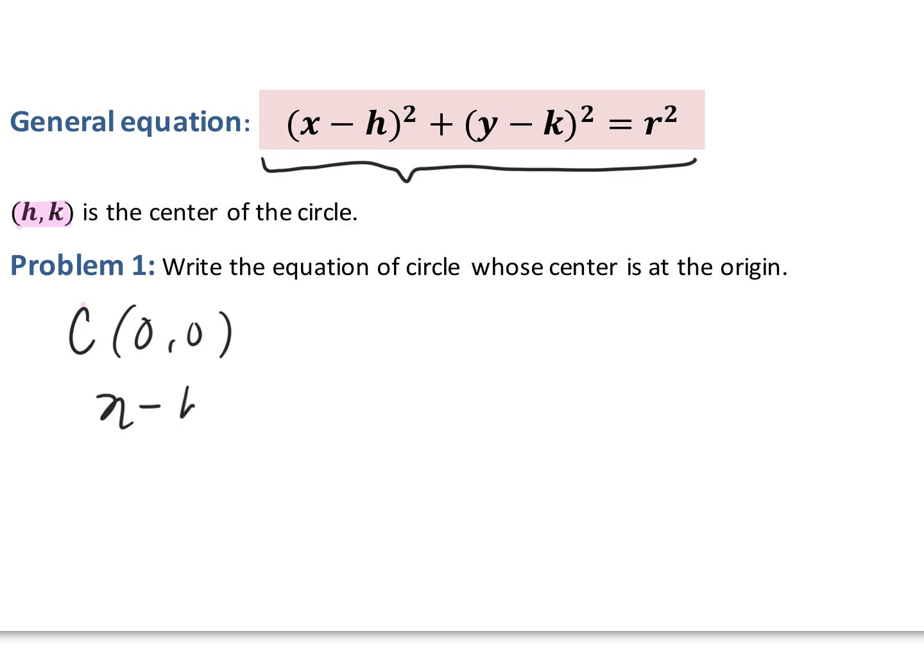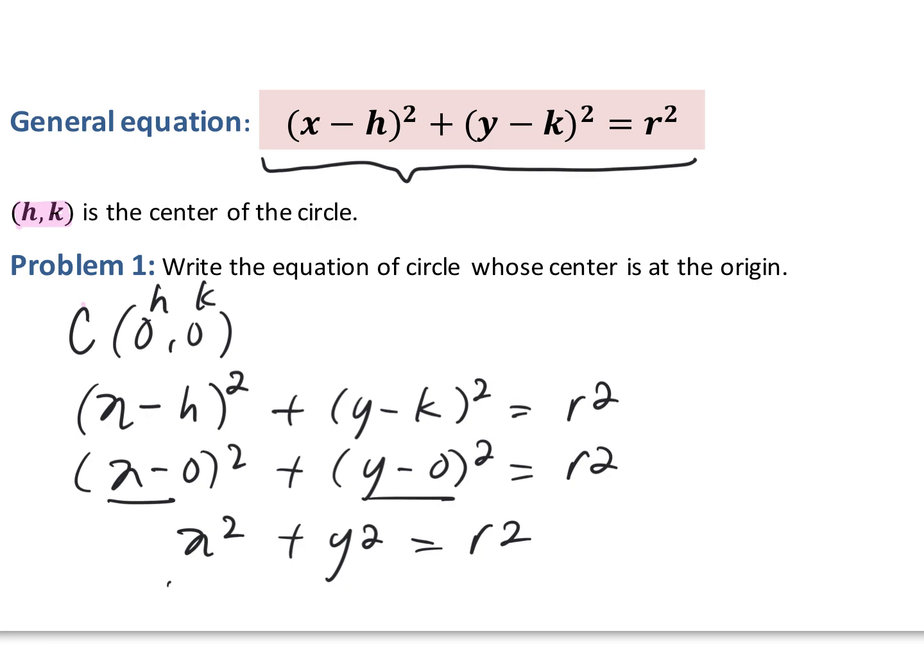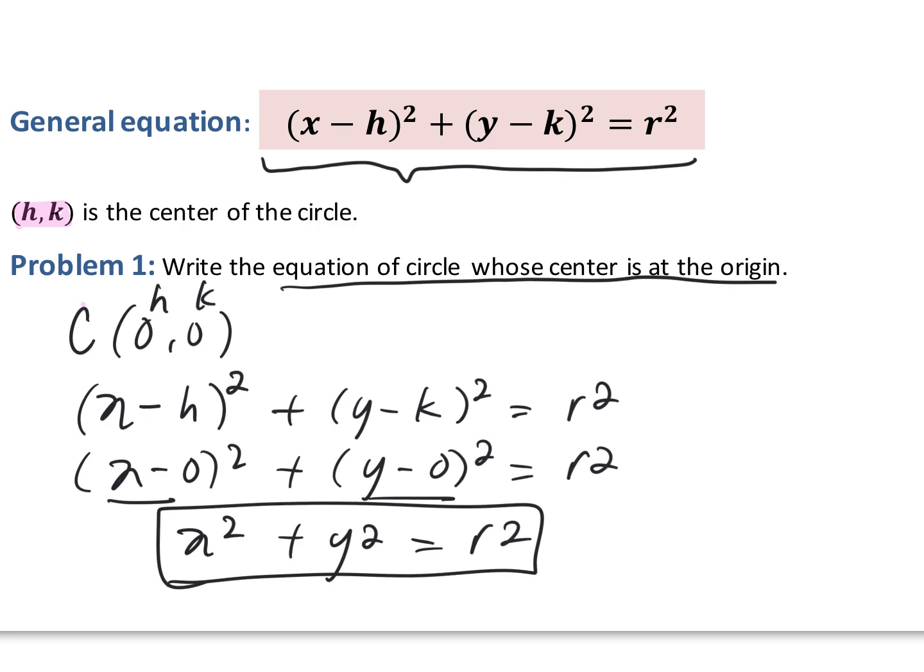So if we're going to put that in here, it's going to be (x - h)^2 + (y - k)^2 = r^2. Now let's put our h and k in here. That's going to give you (x - 0)^2 + (y - 0)^2 = r^2. Now let's simplify these two. That's going to only give you x^2 + y^2 = r^2. So this is now what you call your equation of a circle whose center is at the origin.